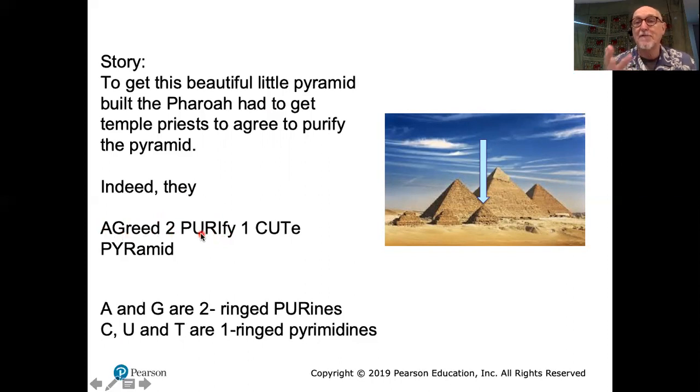Basically, that's all you need to know, because everything else is going to be one-ringed and a pyrimidine. But agreed to purify one-ringed structures are cytosine, uracil, and thymine. CUT: cytosine, uracil, thymine, one cute, and they are pyrimidines. Okay, agreed to purify one cute pyramid. Just remember that, and you'll be able to remember exactly what's one ring, what's two ring, what's a purine, what's a pyrimidine, with their names. No excuses.